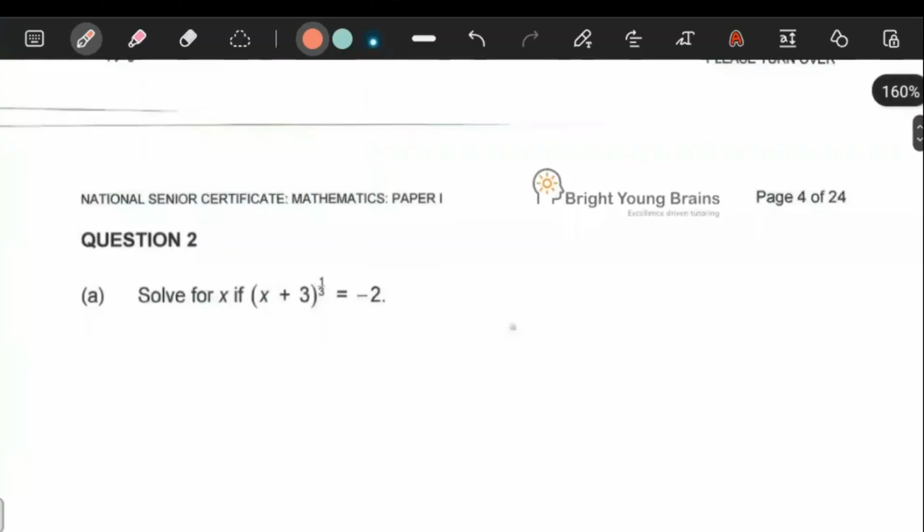Let's keep moving forward. Question number 2 says, solve for x if this equation is equal to negative 2. So this kind of an equation, obviously you need to know your surd laws.